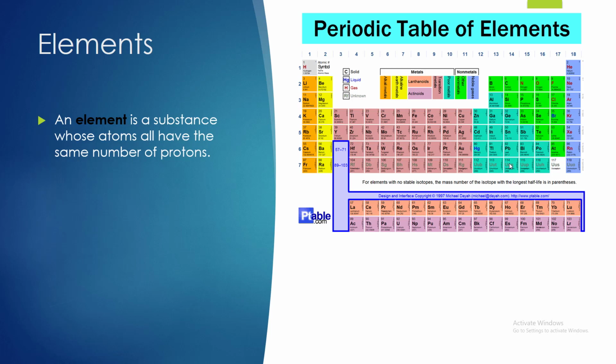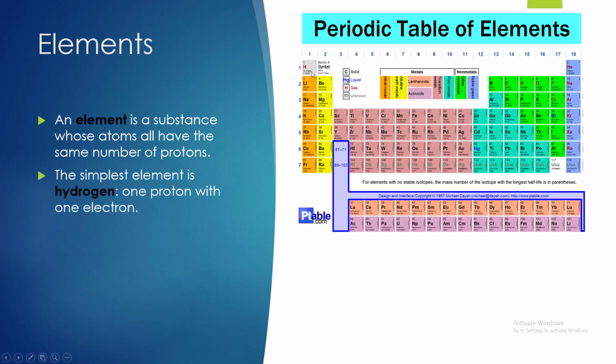So let's define an element. An element is a substance whose atoms all have the same number of protons. So the definition of what an element would be is by the number of protons. So for example, hydrogen has one proton. It is the simplest element. It has one proton with one electron. And here is a quick little drawing. You have the proton in the center and an electron going around the outside.